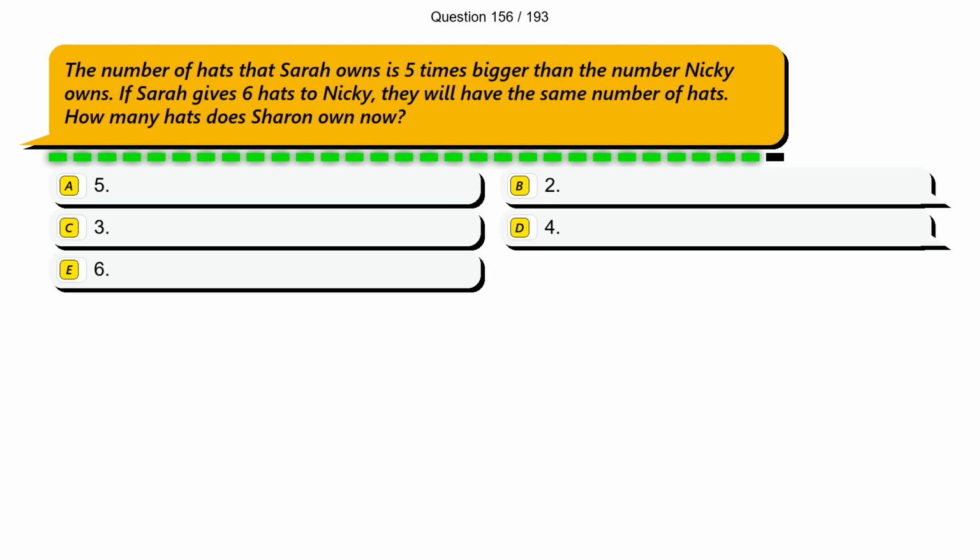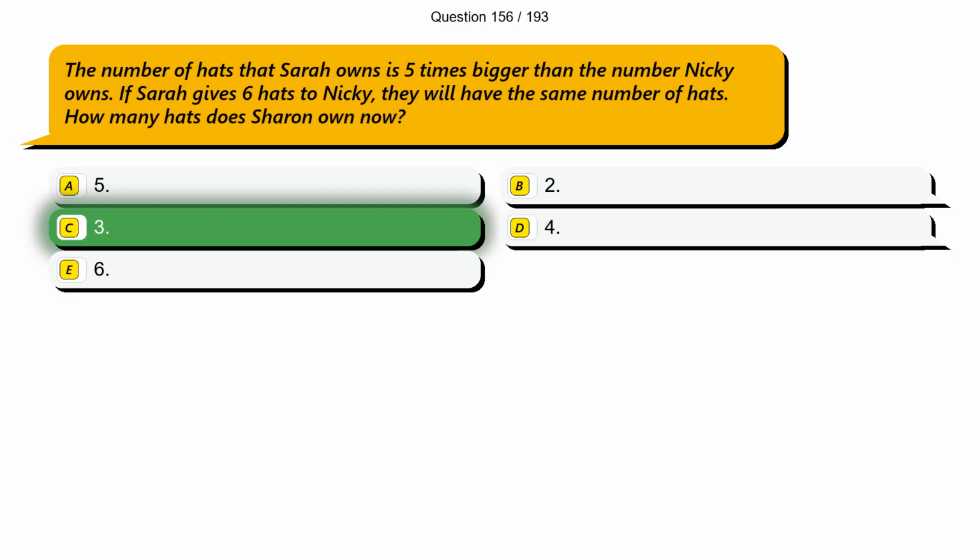Question 156. The number of hats that Sarah owns is 5 times bigger than the number Nikki owns. If Sarah gives 6 hats to Nikki, they will have the same number of hats. How many hats does Nikki own now? Option A, 5. Option B, 2. Option C, 3. Option D, 4. Option E, 6.